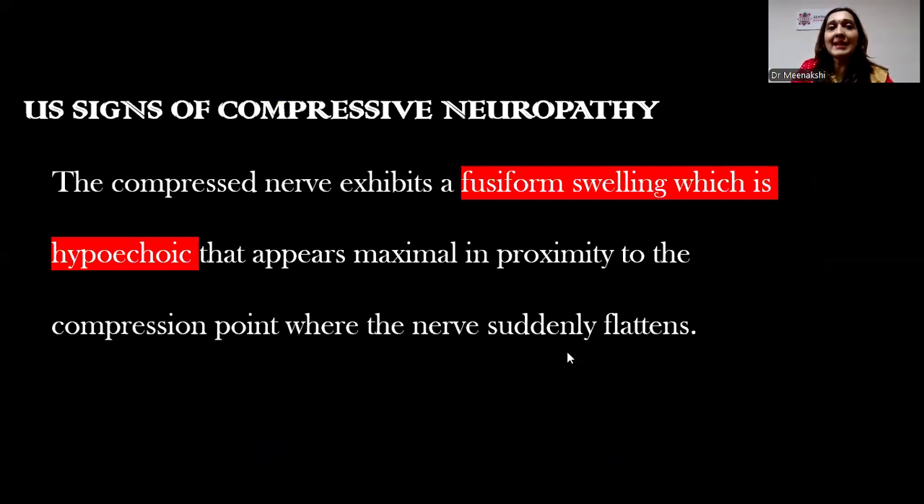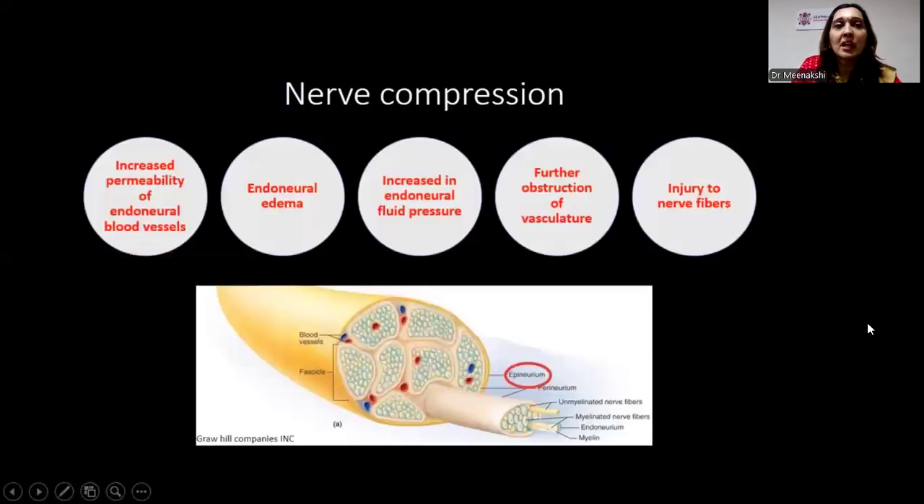Now, the most important sign of a compressive neuropathy that you're going to pick up on an ultrasound: a compressed nerve exhibits a fusiform swelling which is hypoechogenic and appears maximal in proximity to the compression point, where the nerve suddenly flattens. Now, nerve compression has various stages. Once you have a compression, you will have an increased permeability of the endoneural vessels. You have an endoneural edema, an increase in the endoneural fluid pressure, further obstruction of vasculature, and you're going to get some sort of injury to the nerve fibers. So this endoneural edema is what you're actually going to see as a fusiform swelling.